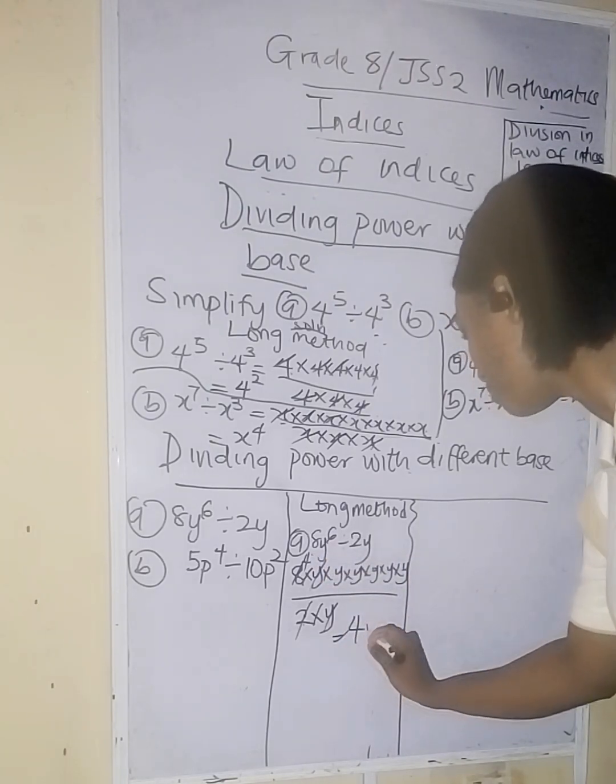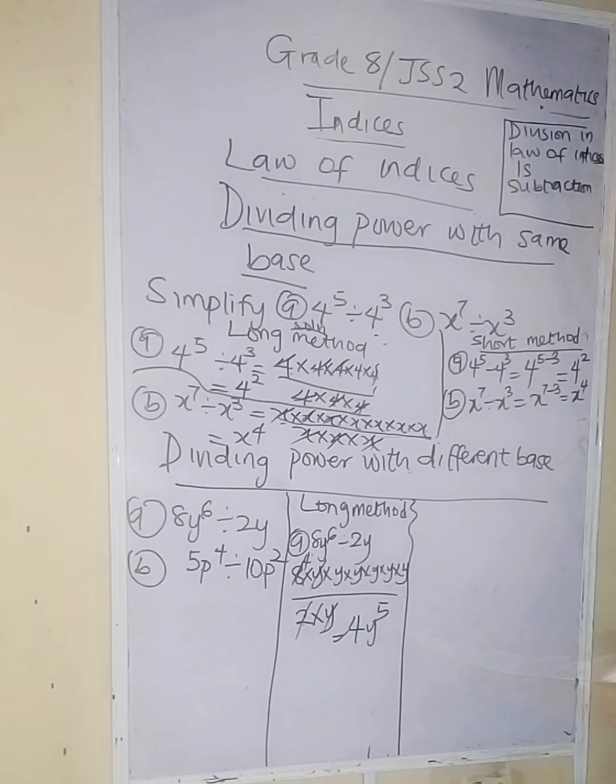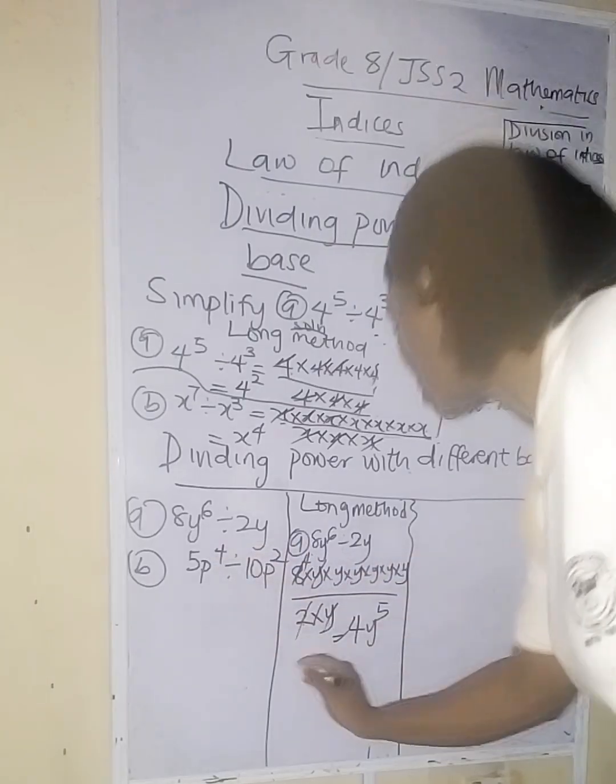4y raised to power 5. That's simple. So let's do the second one now.